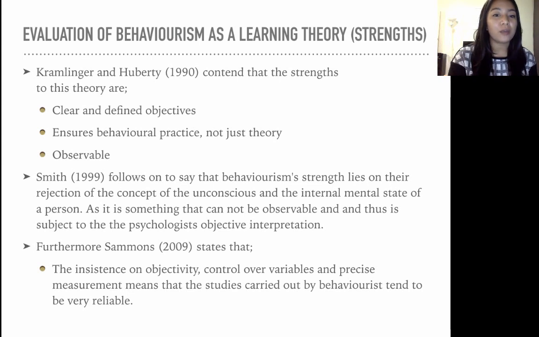We're able to see whether or not a behavior has been learned, as we can see the learner put what they have learned into a real-life context by accomplishing certain tasks. Smith reiterates this as he follows on to say that the strength in this theory is that it rejects the concept of the unconscious and the internal mental state of a person. It does not subject professionals such as psychologists to make their own interpretation of how a learner thinks, as it is not observable. This, according to Salmon, then allows studies to be made that are very reliable.